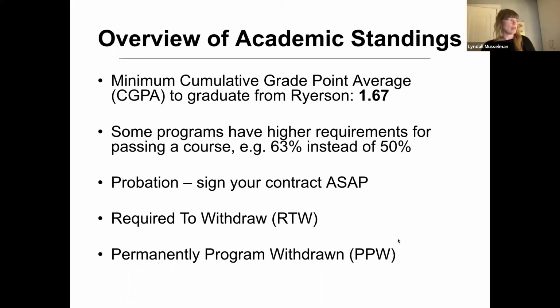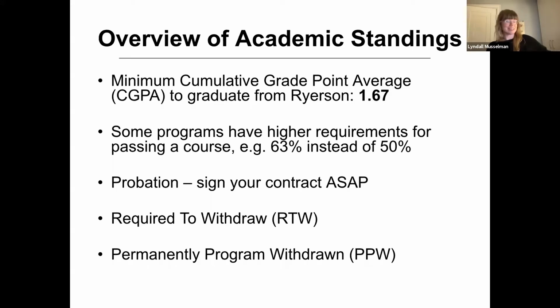At Ryerson, there are a couple of programs that require higher standards, and they have a standing variation, and some of their courses have grading variations. That means that, for example, in nursing, you would have to get a 63% in order to pass that course, instead of the regular 50%, which is the norm in most other courses to have a passing grade.